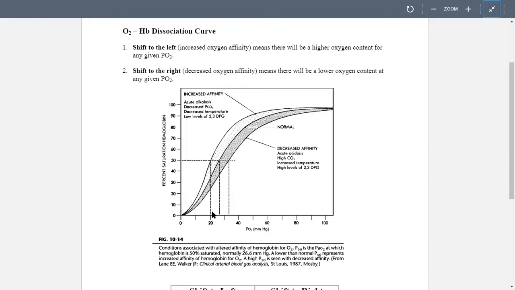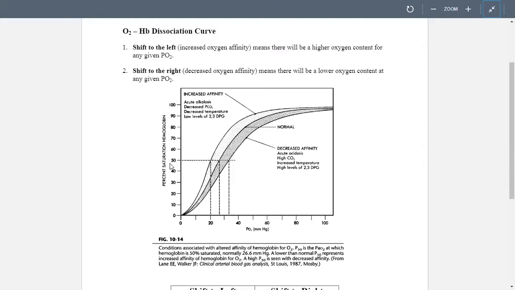When hemoglobin is 50% saturated with oxygen, what do you think the PaO2 is? What can you estimate that to be? Look right here. When hemoglobin is 50% saturated, go to the middle, go down. About 27 millimeters of mercury. This middle point is called the P50. All right, write that down. The P50 is when the hemoglobin is 50% saturated with oxygen. At that point, the PaO2 is about 27 millimeters of mercury.